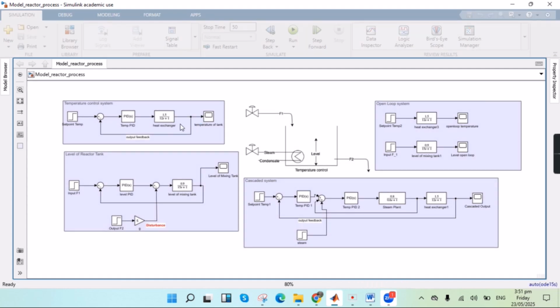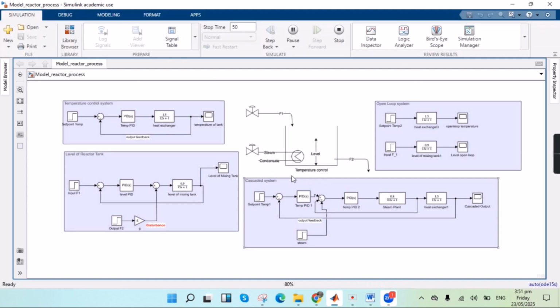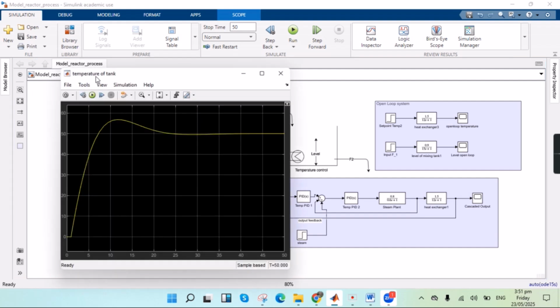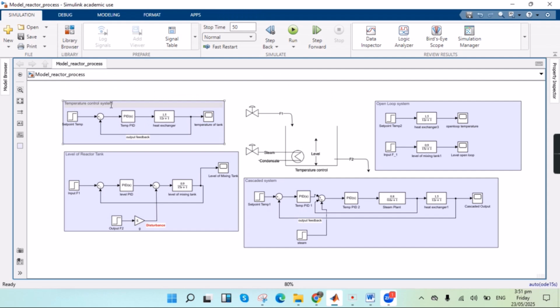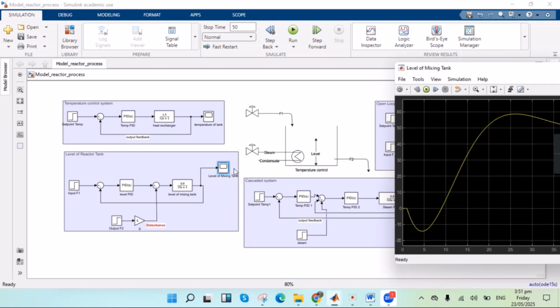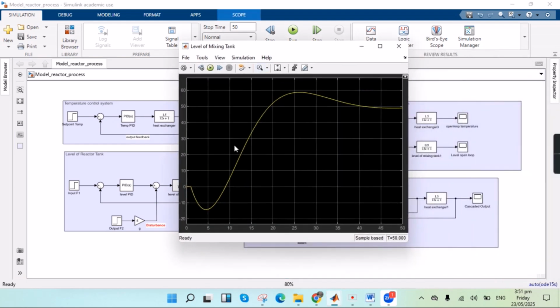Basically, we designed this complete project. See, this is the temperature of the tank, the output graph of the closed loop temperature control system. And this is the level of the tank with the disturbance. Okay, we have added the disturbance as well.